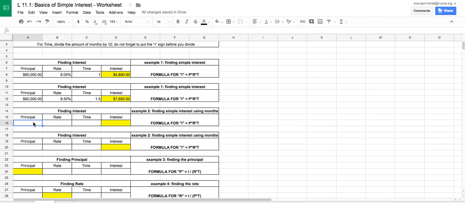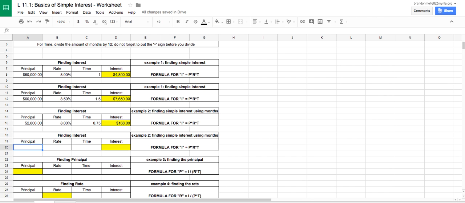Now, what if the time is in months? How do we calculate that one? So for this example, we have $2,800 in principal. We've been given a rate of 8%. And the time is 9 months. Now the way we're going to do the time, as it says up here, we're going to go equals 9 divided by 12. 9 out of 12 months in a year. Enter, puts it into a decimal for us, and now we're ready to calculate. So we're going to go principal times rate times time, and it'd be $168.